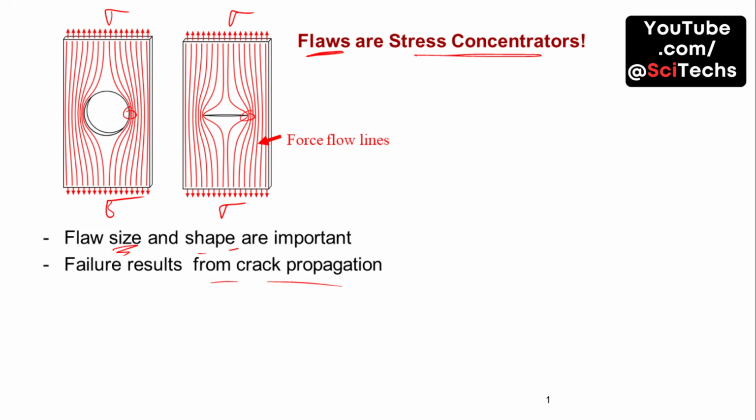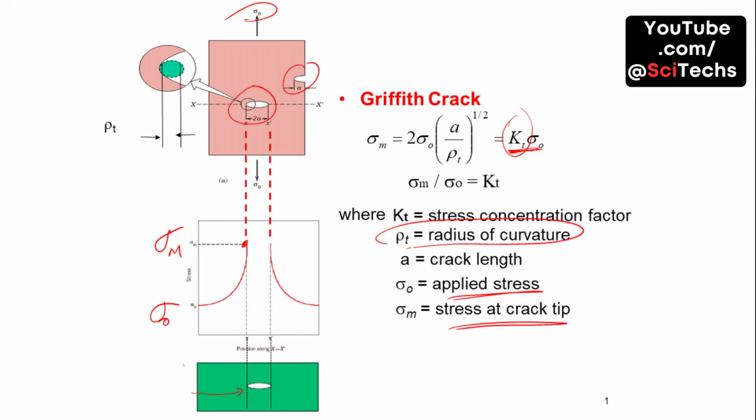Flaws in materials act as stress concentrators, making the size and shape of the flaw critical. Failure often results from crack propagation initiated at these stress concentrators. The Griffith crack theory explains how stress concentration factors influence crack propagation. The radius of curvature, crack length, and applied stress determine the stress at the crack tip, leading to material failure.